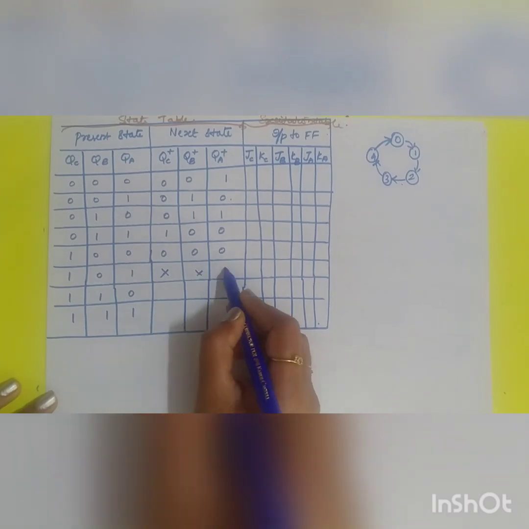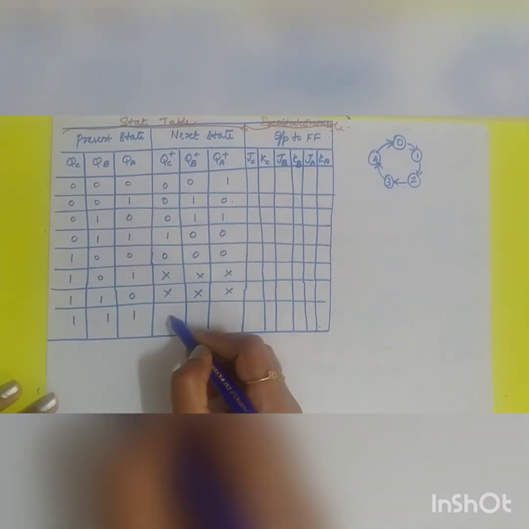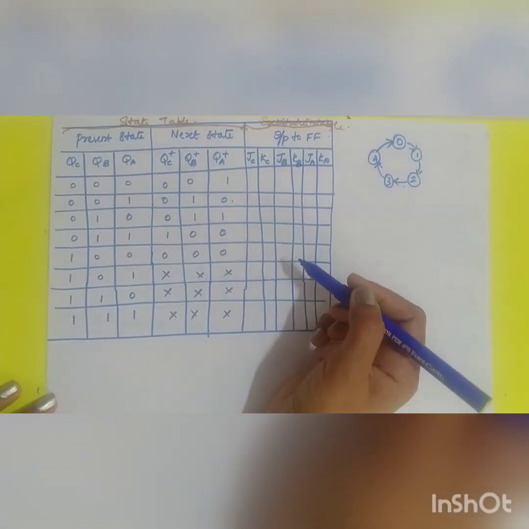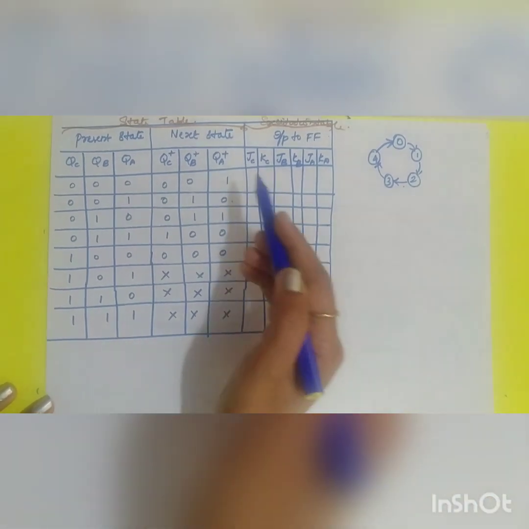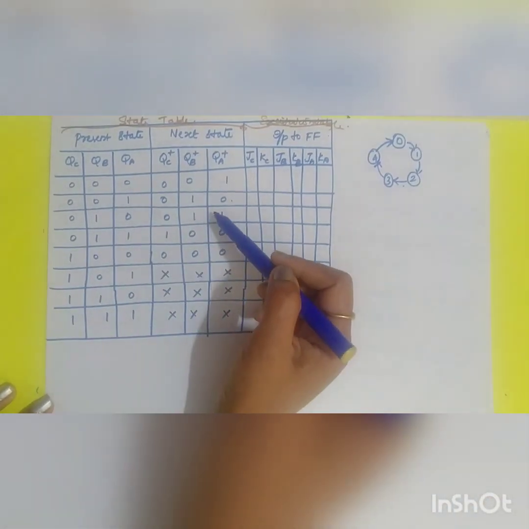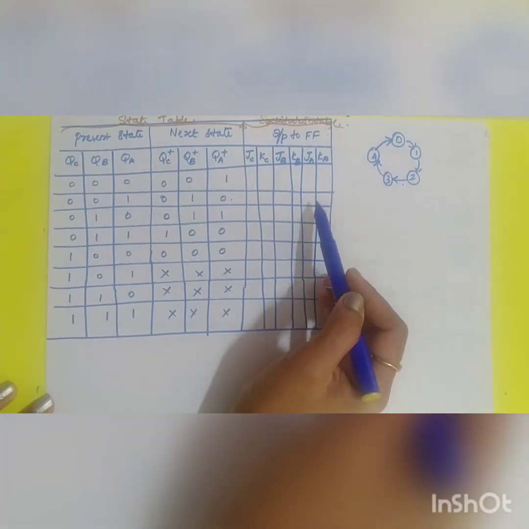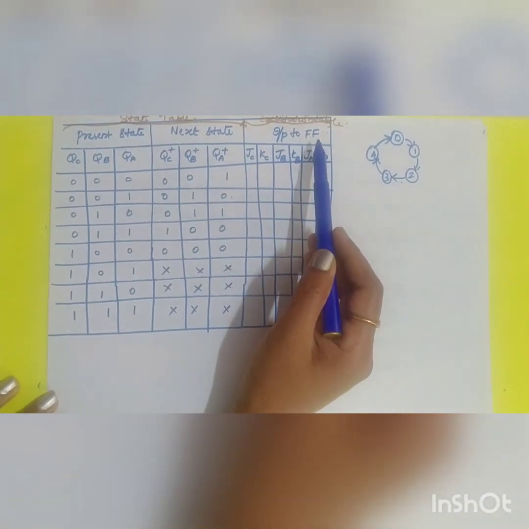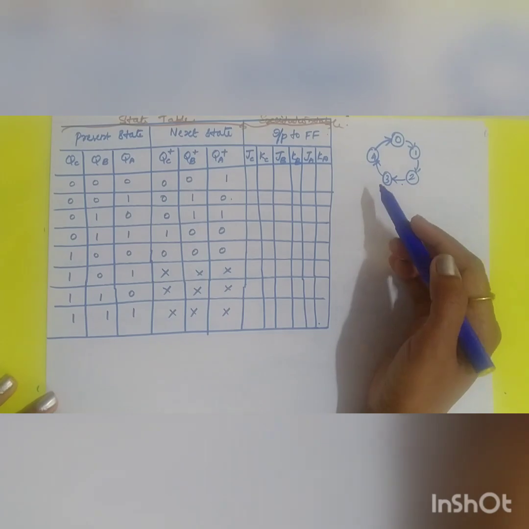All the other states are not used, so you have to replace them by don't care conditions. Okay, so now you have got your state table. Now from this, can you find out what is your excitation table? So you have to know the excitation table.